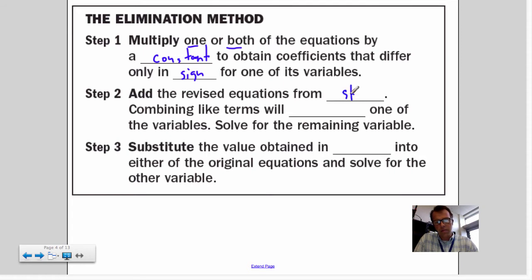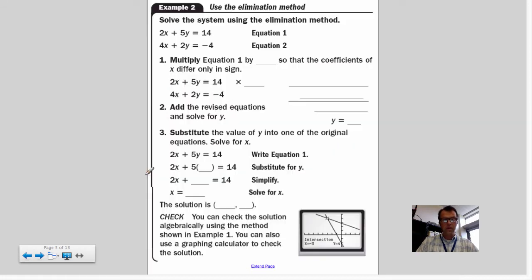From step one, combining like terms will eliminate one of the variables, and that's probably why they call it the elimination method. Then solve for the remaining variable. Step three, substitute the value obtained in step two into either, and you have a lot of choices to make when you do this type of algebraic solution, either of the original equations to solve for the other variable. Well, let's do an example.